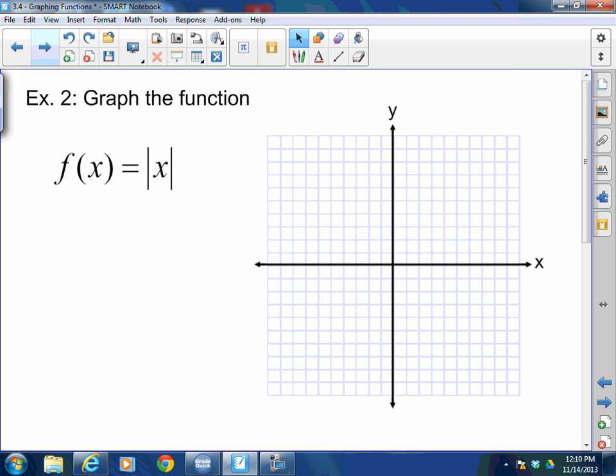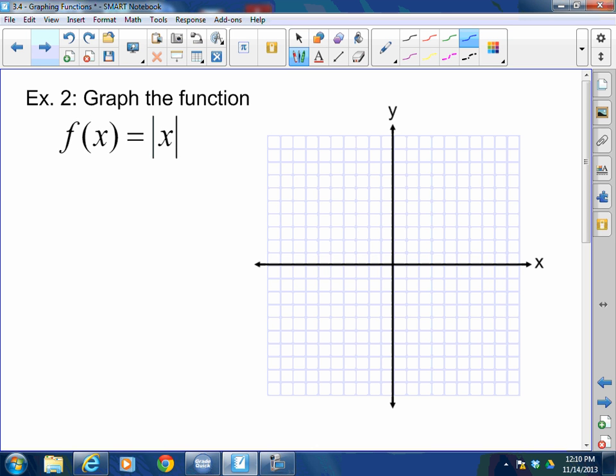Okay, graph the function. Do they give us a domain to use here, guys? No, they don't give us a domain. So we're just going to use the magical 5. Why the magical 5? Do I have any fractions in front of the x? No. So I'm going to use the magical 5. So it's -2, -1, 0, 1, and 2.